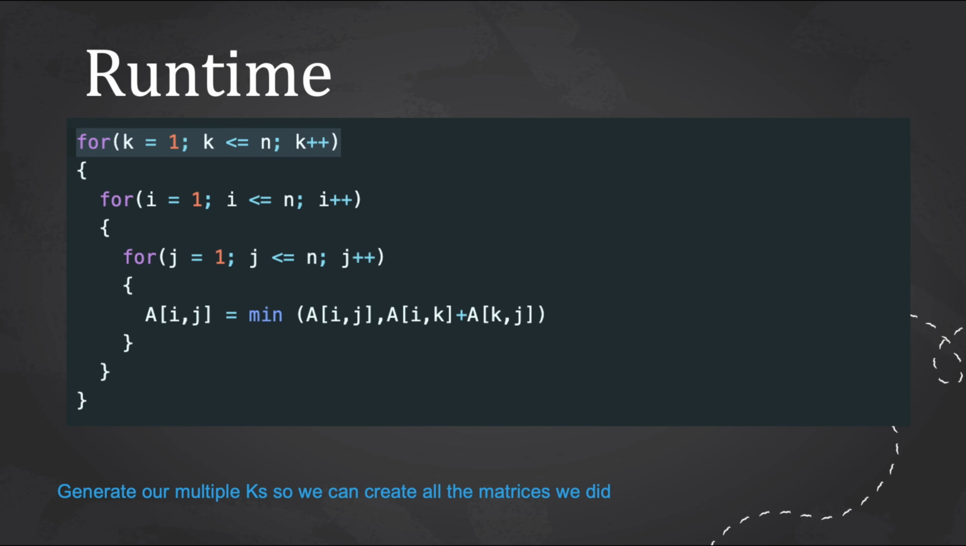Now we have to generate our k's so we can create all the matrices that we did while going through the algorithm. The outer for loop for the k will make sure that we can check every single intermediate vertex that we have on our graph. Back to the runtime. We can see from the code that we have 3 nested loops, so our runtime must be theta of n to the third power.